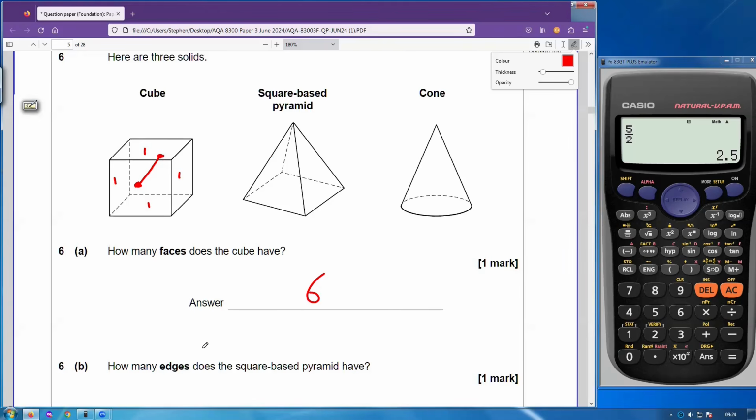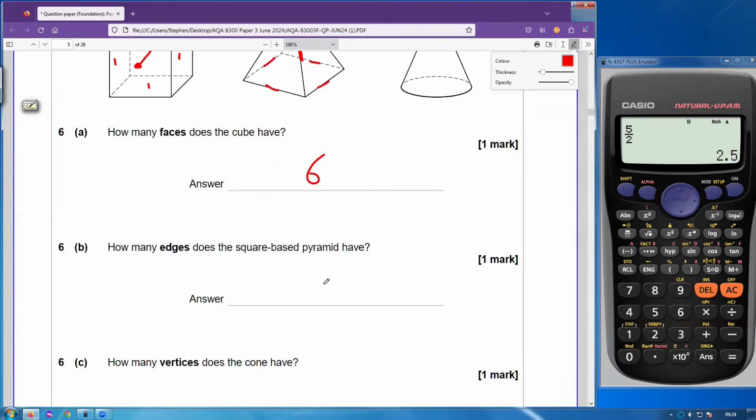How many edges does the square base pyramid have? Well, edges are of course the lines here. We've got one there, we've got one there, one there, one there, and then we've got the 4 around the base here. So we've got 1, 2, 3, 4, 5, 6, 7, 8.